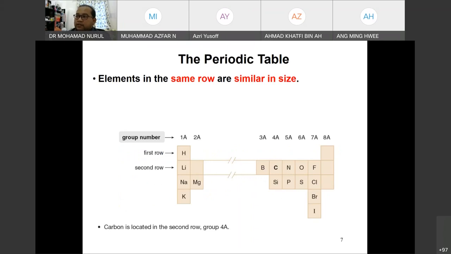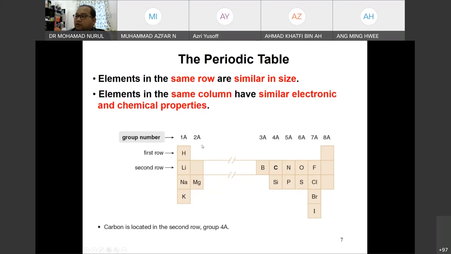This is the periodic table. Elements in the same row have similar size. We have groups 1A, 2A, 3A, 4A, or sometimes just numbered 1, 2, 13, 14, 15, 16, 17, and 18. Remember again, in the periodic table, same row, similar size. Elements in the same column have similar electronic and chemical properties. For example, lithium here has Li plus, and sodium has Na plus, because they have similar electronic and chemical properties. But the difference is the valency of the particular elements.